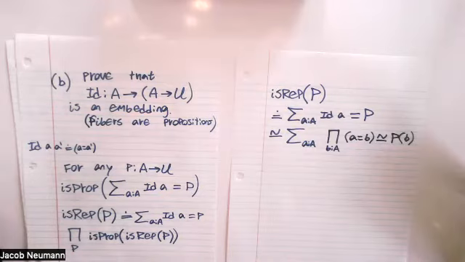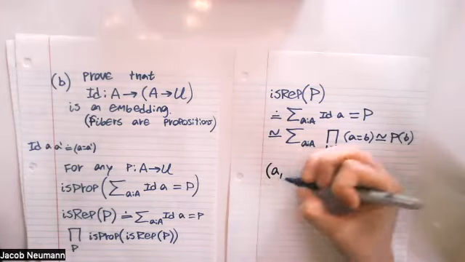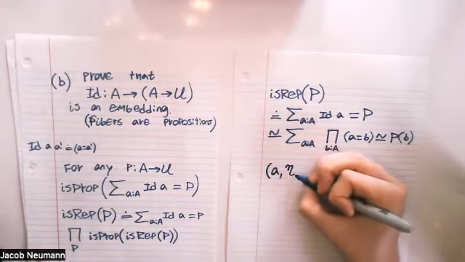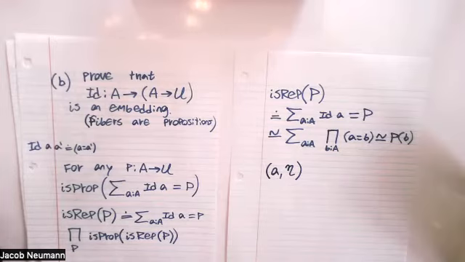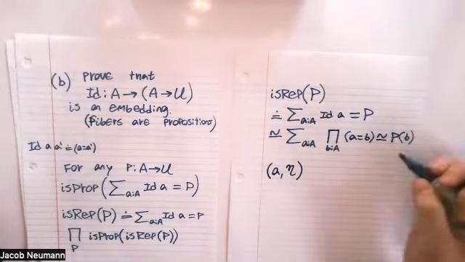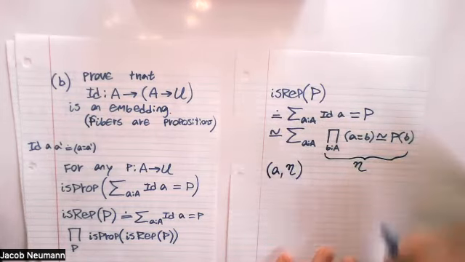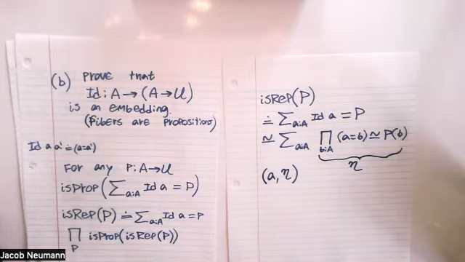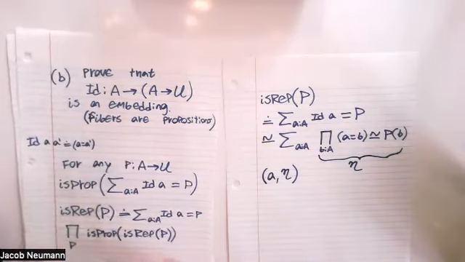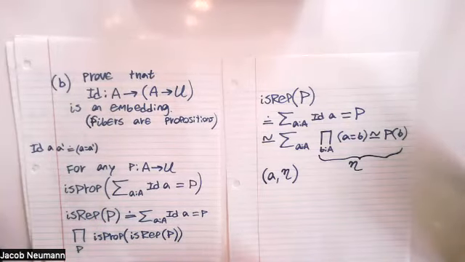And so I'm going to treat the elements of is rep of P to be pairs A and I'll call it eta, where A is of type A and eta is of this type. With that in hand, now let's go ahead and prove that is prop of is rep of P.